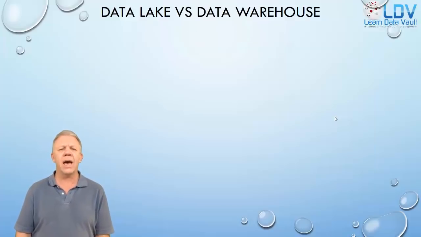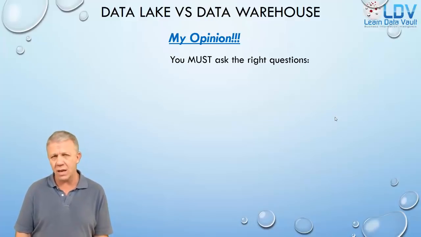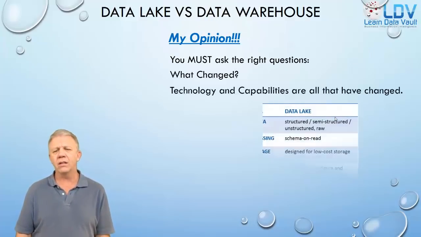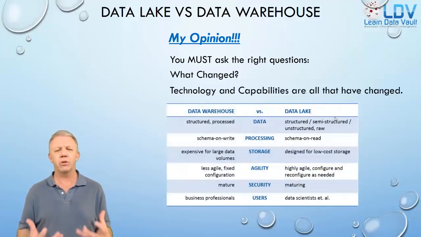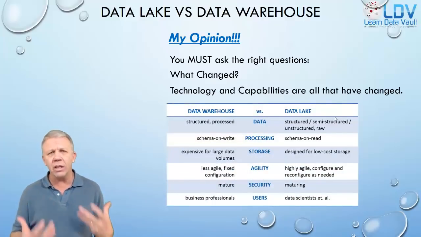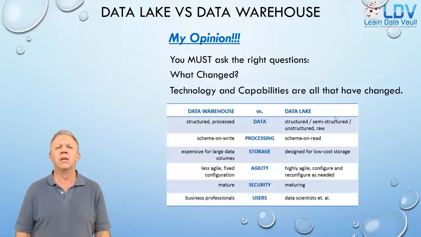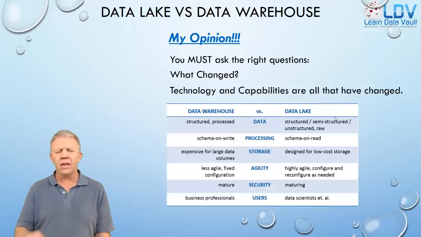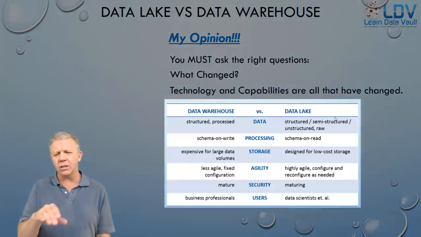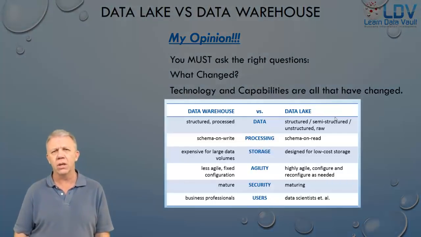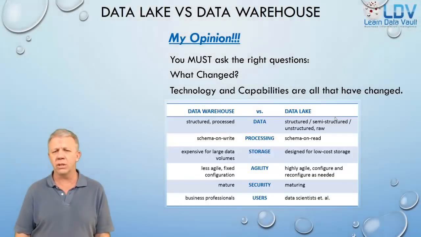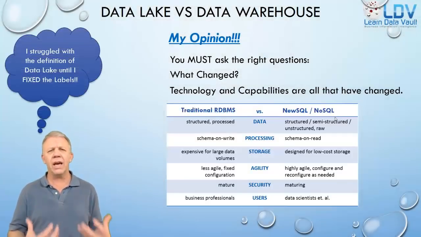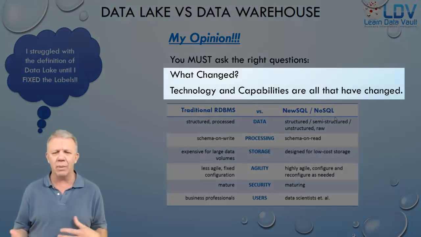So let's take a look at data lake versus data warehouse and take another look at this chart from a different perspective. I believe we're asking the wrong question. I don't think it's data lake versus data warehouse for this chart. I think the labels are wrong. I think all of these components, data processing, storage, agility, security, and users, are all platform decisions. So what's changed is the technology and the capabilities.